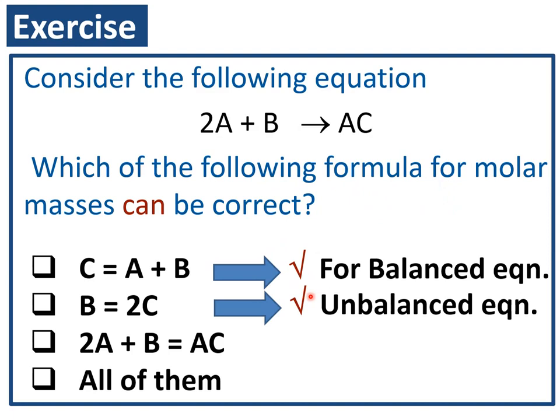If B equal to 2C, then 2A plus 2C will give 2AC, right? But missing the 2 here means that the equation is not balanced, okay? So this will be correct if the equation is not balanced, okay? The third one, is it possible for 2A plus B to equal AC? Yes, this is the equation that I gave you, okay?